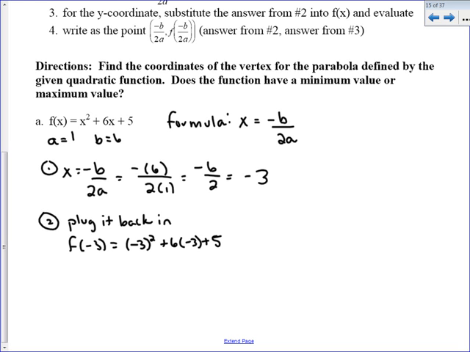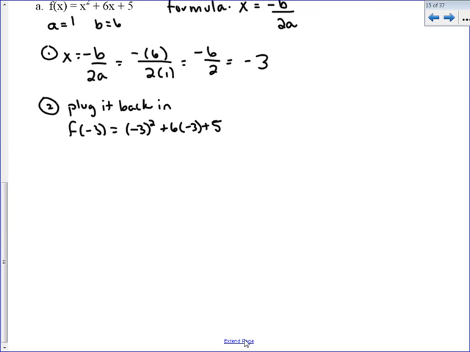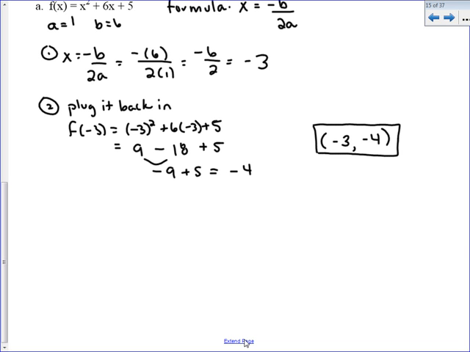Because points have both x and y. If you're using a calculator, make sure you use parentheses. We're looking at negative 3 squared is 9, minus 18 plus 5. And when you get to addition and subtraction, work left to right. So 9 minus 18 is negative 9, plus 5 is negative 4. The vertex is a point, so put it in parentheses to show it's an ordered pair. So that's my vertex, the point negative 3, negative 4.